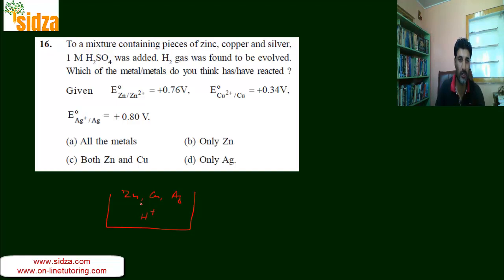Now the question is, which metal has reacted so that we got the hydrogen gas from this mixture? Among those metals, zinc, copper and silver, only the metal whose oxidation potential is much higher than that of hydrogen will react with the H+ ions. That means the metal whose tendency to lose electrons is more than that of hydrogen will react with the H+ ion.